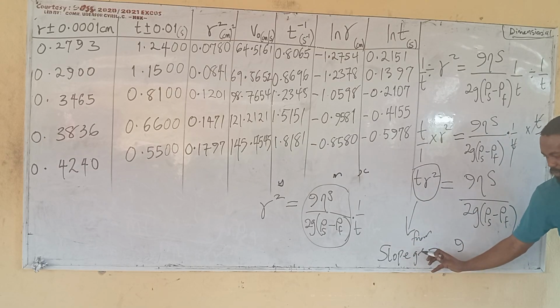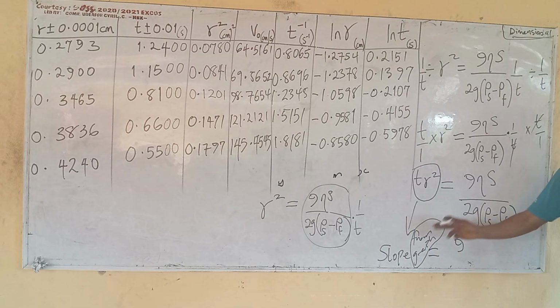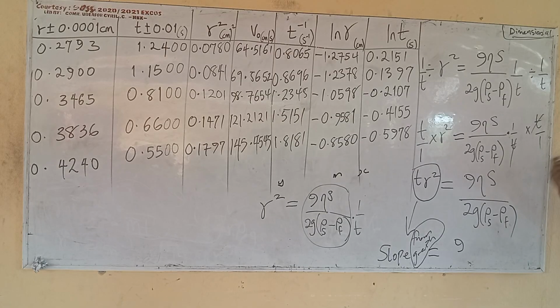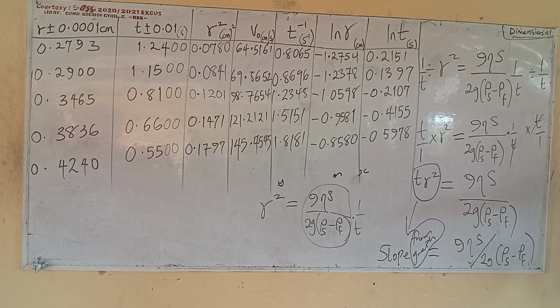Whatever you get as your slope from the graph, if I get maybe 1.2 or 1.8 or whatever, should be equal to 9 eta s all over 2g (rho s minus rho f). So that is just it. If you are truly correct, by the time you get a slope in your graph, if you substitute all the values you have into this expression, it should be equal to what you have in your graph.